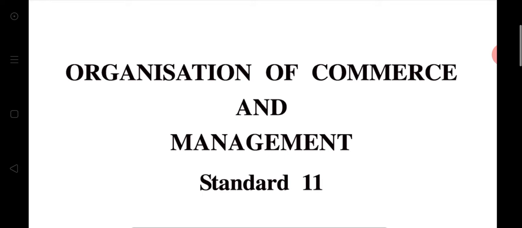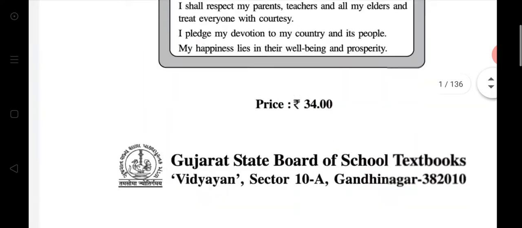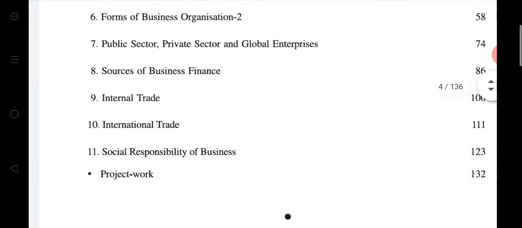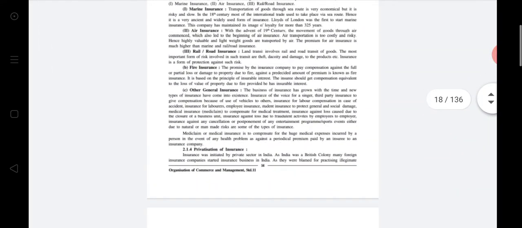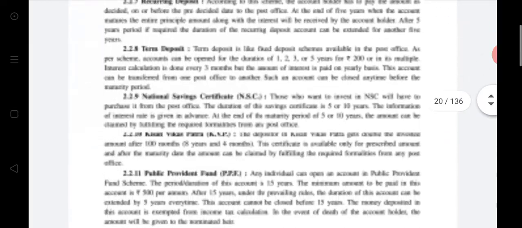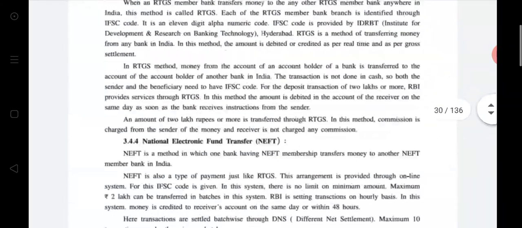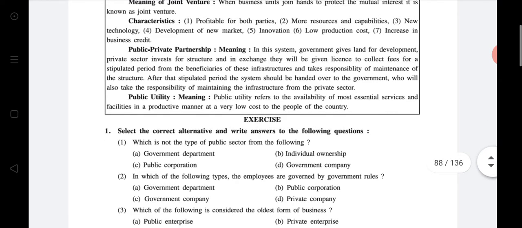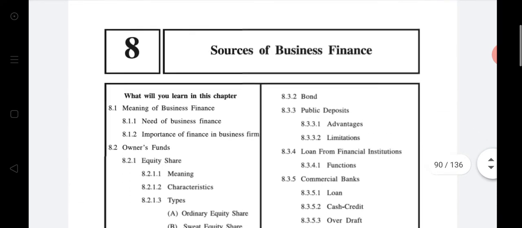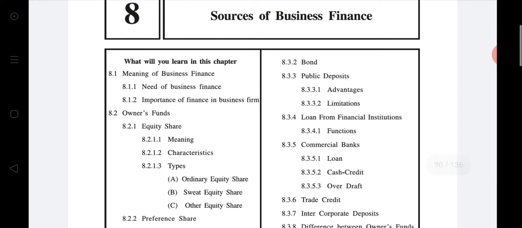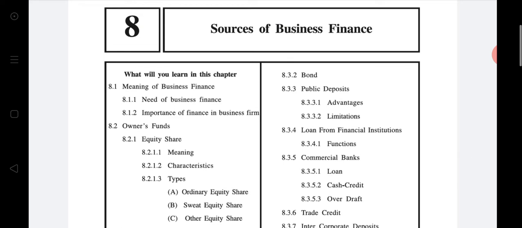So, today we are going to start lecture number 2 of chapter 8. Come to page number 86. First, we revise the topic which we have learned in the last lecture, and then we'll start the new topic.